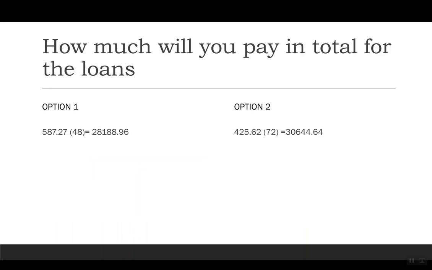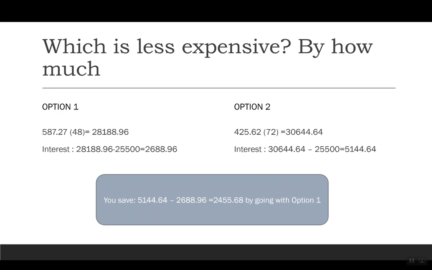So we can see those were our payments. So now we want to say how much do we pay in total. So for option 1, we're making 48 payments. For option 2, we're making 72. So you can see I take the payment times the number of payments, the payment times the number of payments. So in option 1, I paid $28,188.96. In option 2, I paid $30,644.64.